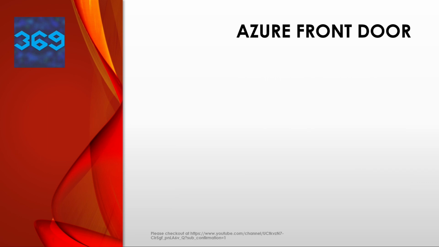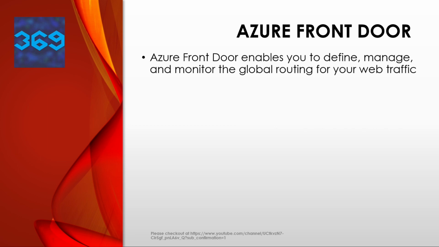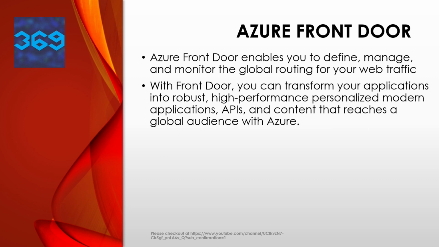Alright, now let's move to the next service that helps in providing application delivery, called Azure Front Door. Azure Front Door enables you to define, manage, and monitor the global routing for your web traffic by optimizing for best performance and quick global failover for high availability. With Front Door, you can transform your global, that is multi-region, consumer and enterprise applications into robust, high-performance, personalized modern applications, APIs, and content that reach a global audience with Azure.